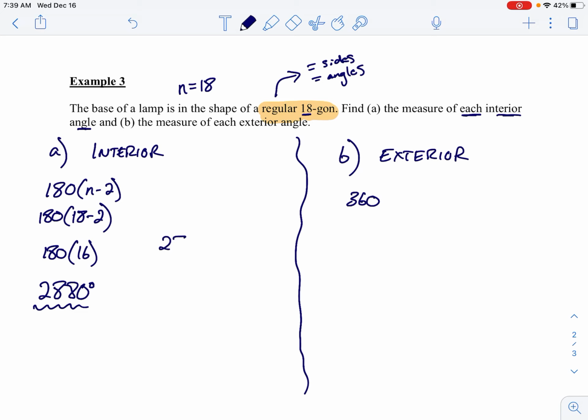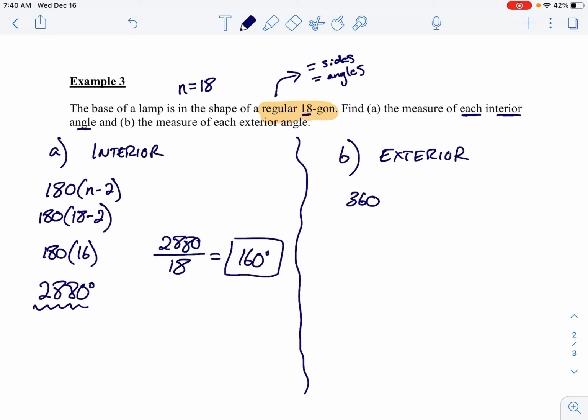So I'm going to do 2,880 divided by the number of angles, which is 18. So I'm going to take that, divide by 18. And each interior angle is 160 degrees. So you find the total, and then you divide by the number of angles, in this case 18.